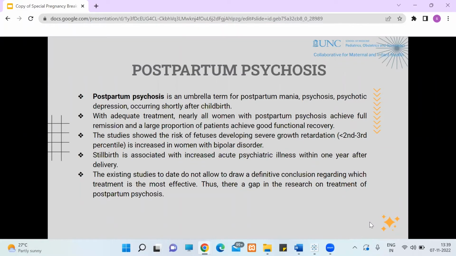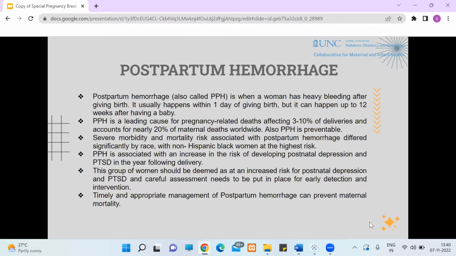So one important point I noted is that the existing studies to date do not allow us to draw a definitive conclusion regarding which treatment is most effective. So there is a gap in the research on treatment of postpartum psychosis. So my third study is postpartum hemorrhage, also known as PPH, which is when a woman is having heavy bleeding after giving birth.